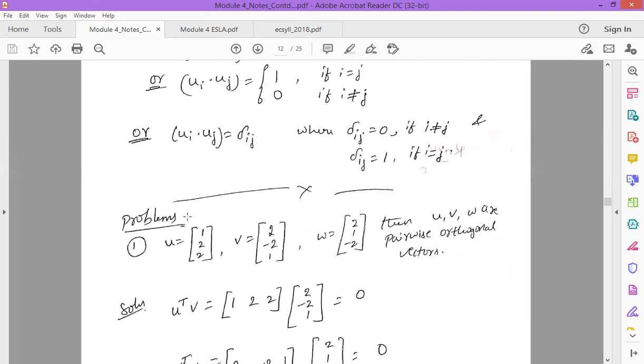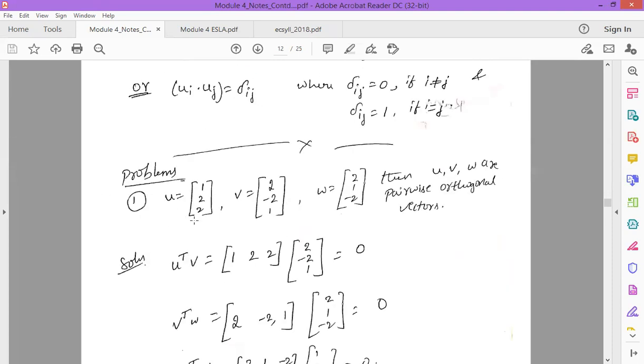For this we have one problem. Here u is defined as (1, 2, 2), v is defined as (2, -2, 1), and w is given as (2, 1, -2). We are asked to check whether u, v, w are pairwise orthogonal vectors. Pairwise orthogonal means first we consider u and v, then v and w, then u and w.